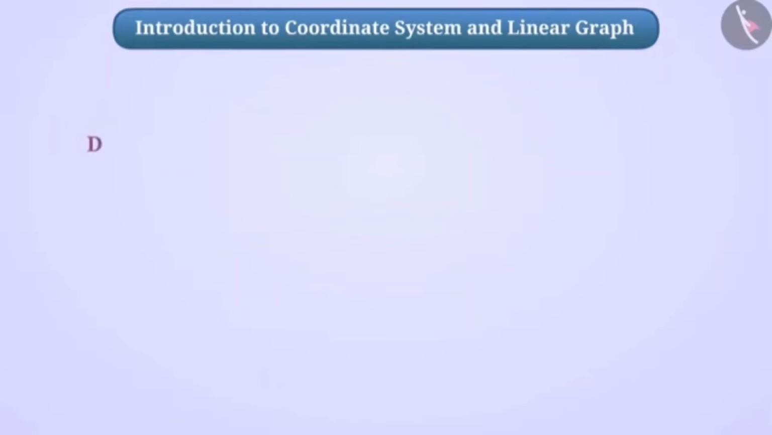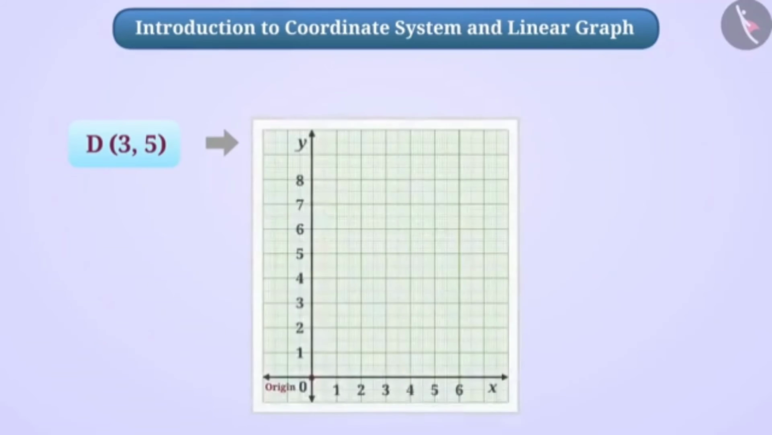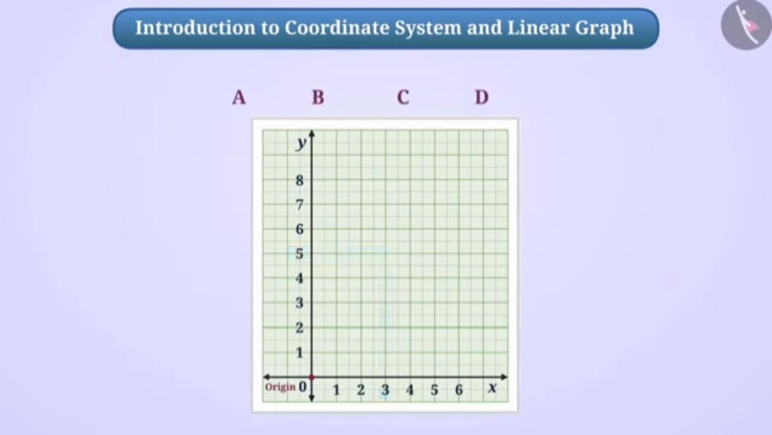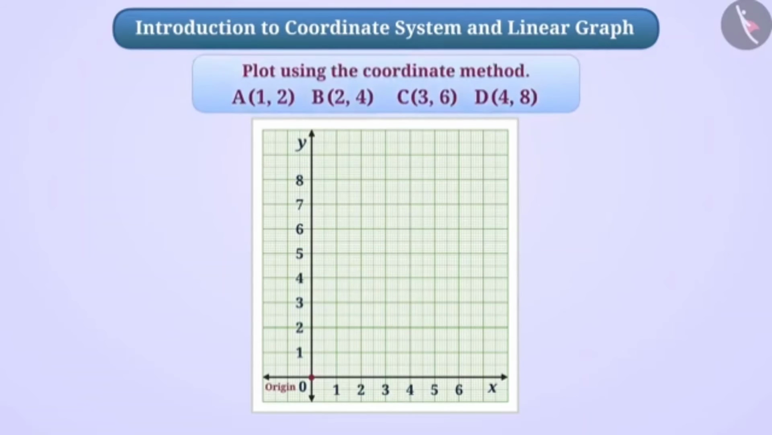If we are given the coordinate of a point, then with the help of these, we can determine the position of the point in the plane. This process is called plotting of points. Here are some points and their coordinates. Can you plot them using the coordinate method? Try it by pausing the video.